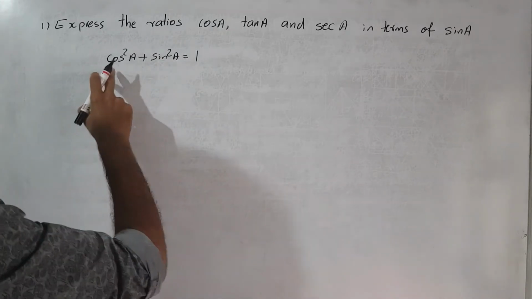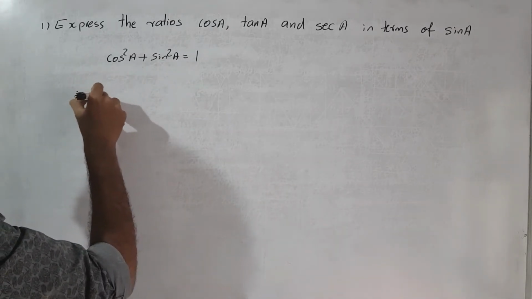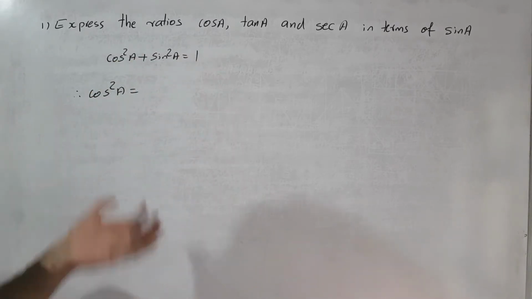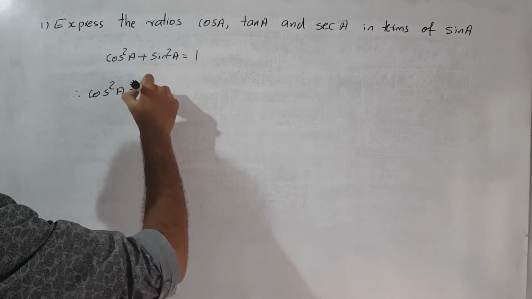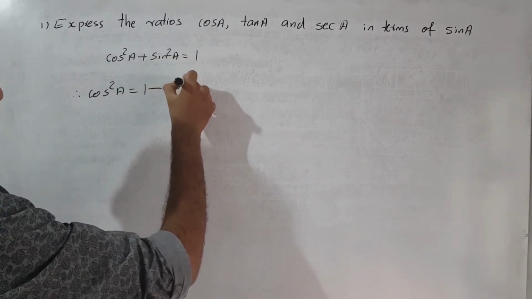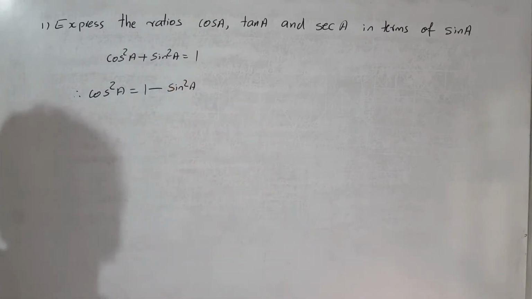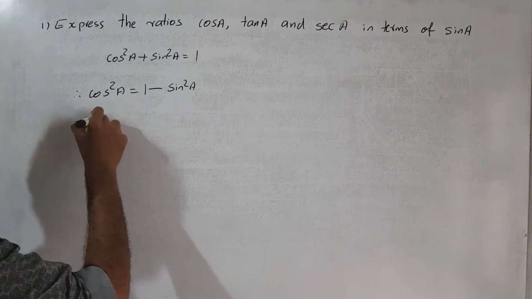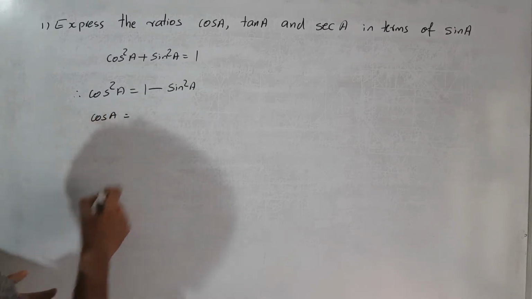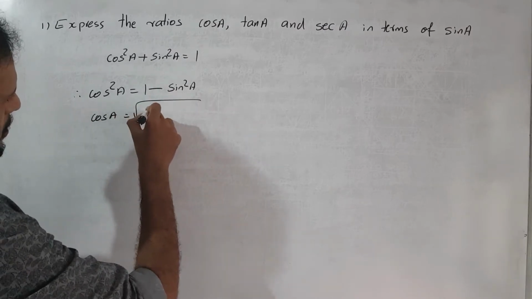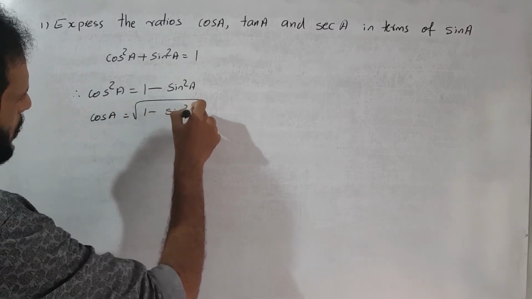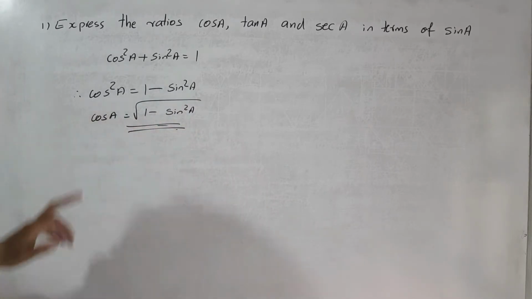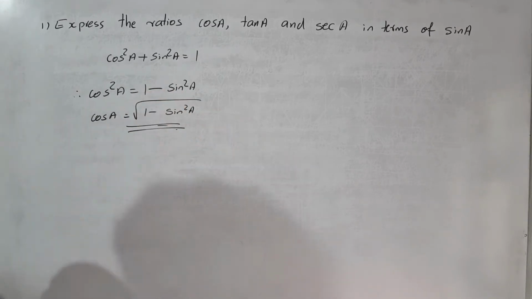Then from here, cos square A is equal to 1 minus sine square A. It's not necessary to write the identity, use the relation directly. Therefore, cos A is equal to root of 1 minus sine square A. Okay, so we express cos A in terms of sine A.